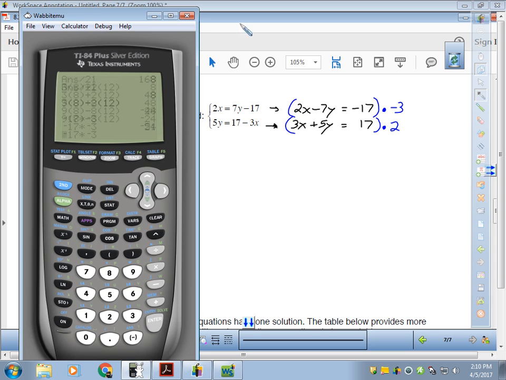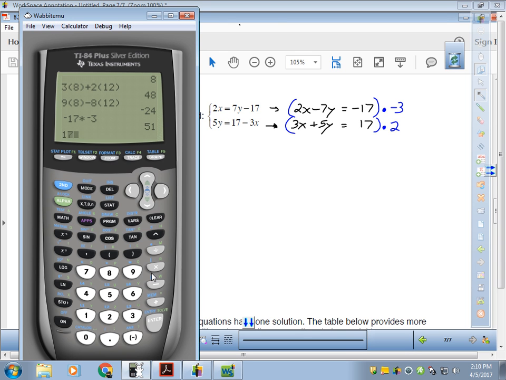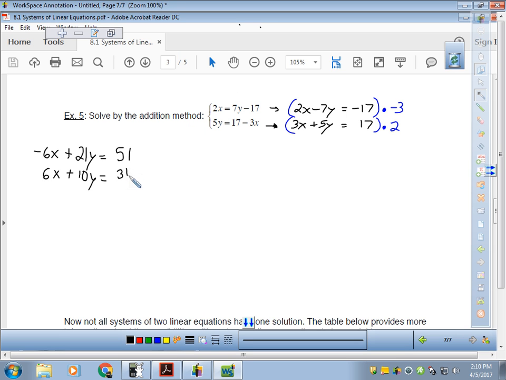It is 51. Down here on this one, 3x times 2 gives me 6x. 5y times 2 gives me 10y. And 17 times 2, I believe it's 54, but let's just verify. 17 times 2, oh, so 34, not 54. Wow, that was way off.